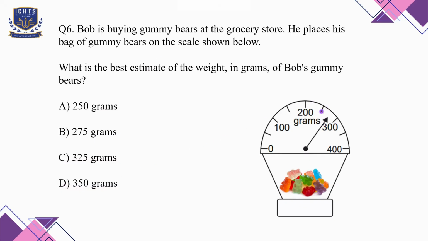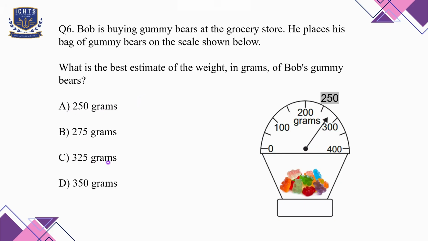So here we can see a bar in the center of 200 and 300. So let's find out what comes in the center of 200 and 300. It's 250. So let's check our options. Option A is 250 grams, which is not correct because we know that the needle of the scale is ahead of 250. So we can't select option A here.